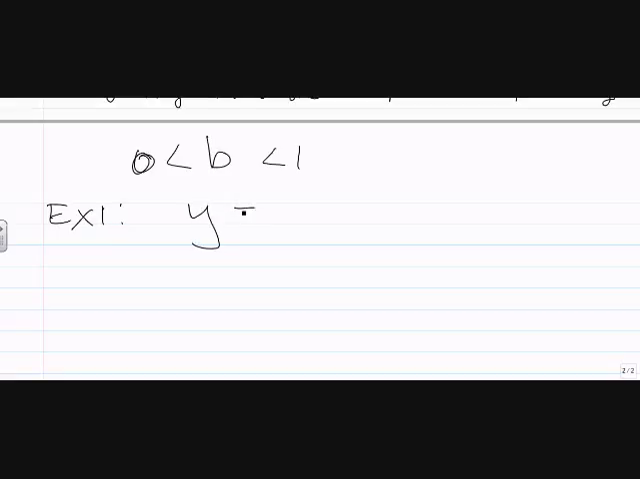So I'll just give it to you in the form of y equals 4 times 2 to the x. And since my b is 2 and my a is 4, my y-intercept is going to be 4, and my multiplier is going to be 2. And since that multiplier b is greater than 1, this one's going to be a growth function.